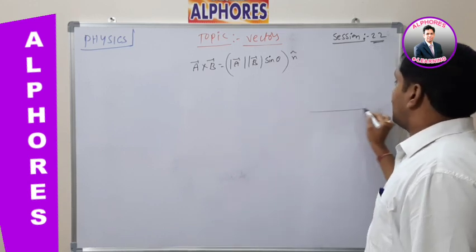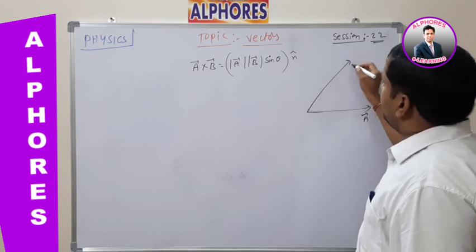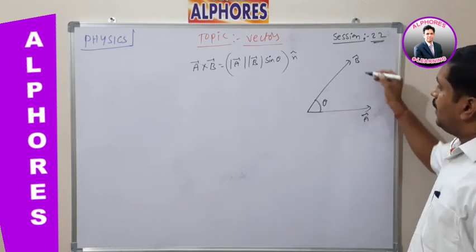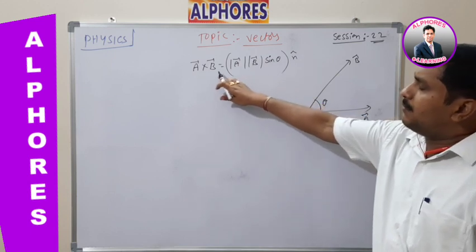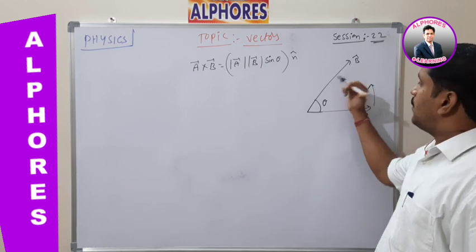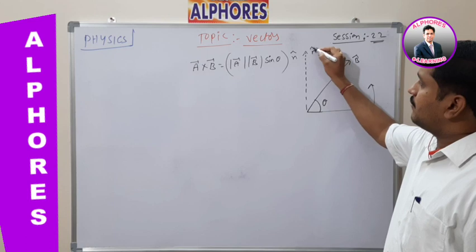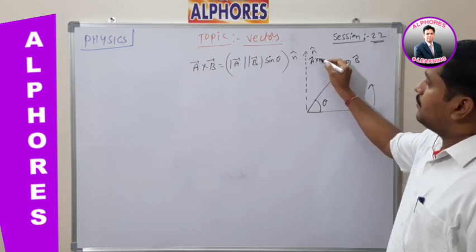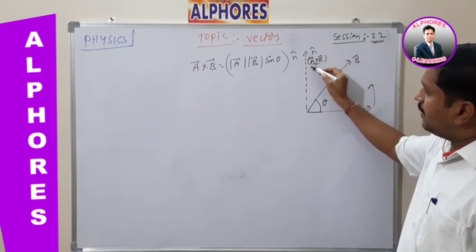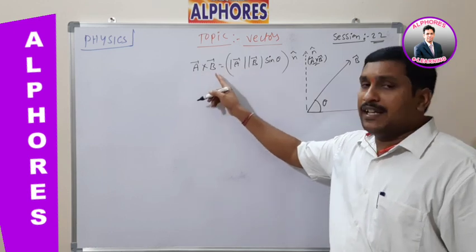For example, yesterday I took it this way. This is A bar, one vector, and B bar is some other vector which is inclined at an angle, let us say theta, with A bar. Now, to find A bar cross B bar, I have to rotate A bar towards B bar. The third vector is perpendicular to the plane. This is the right direction of n cap, which is the direction of A bar cross B bar only.